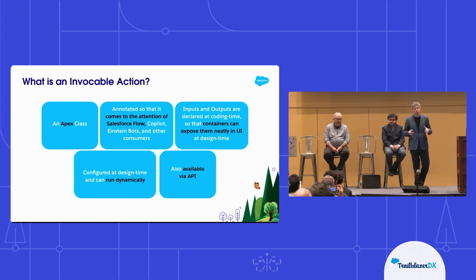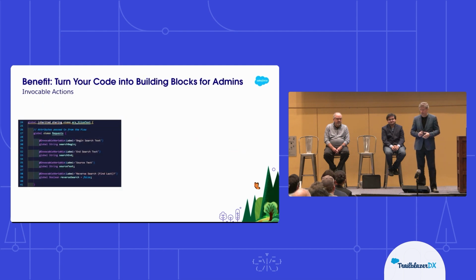And then finally, whenever you take an Apex class and you make it into an invocable action, you immediately make it API accessible. It instantly gets an API of its own. You don't have to define any resources. You don't have to set anything up. Every invocable action is API accessible, which is quite a superpower.